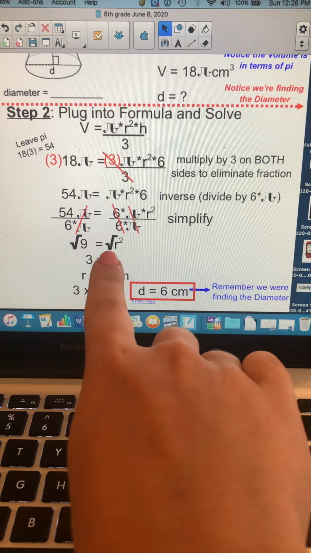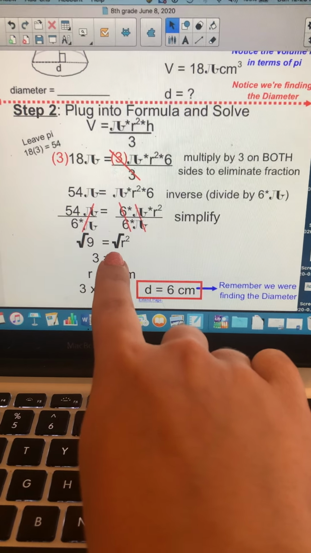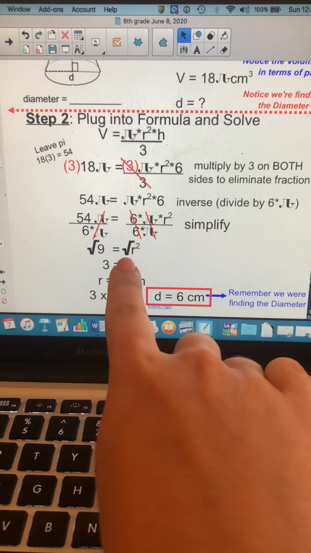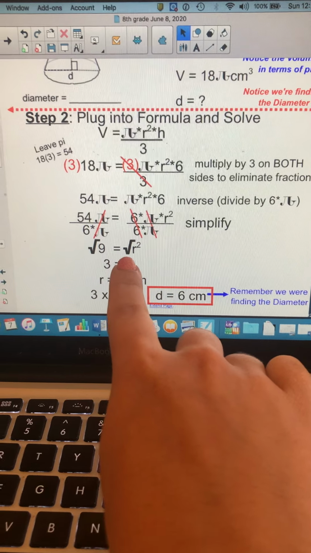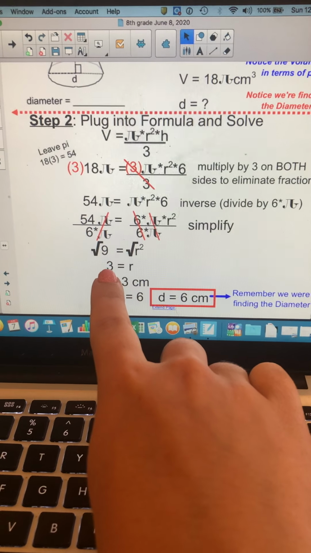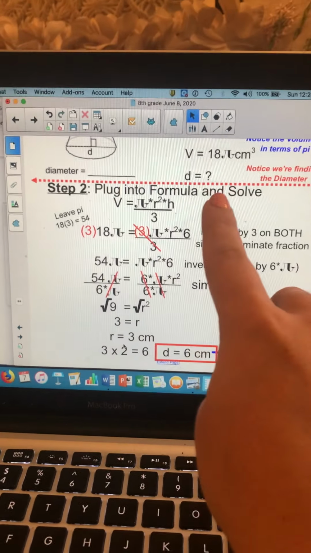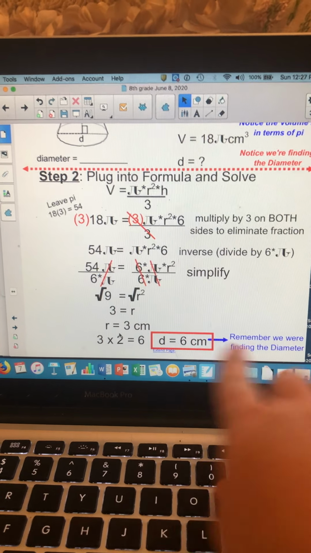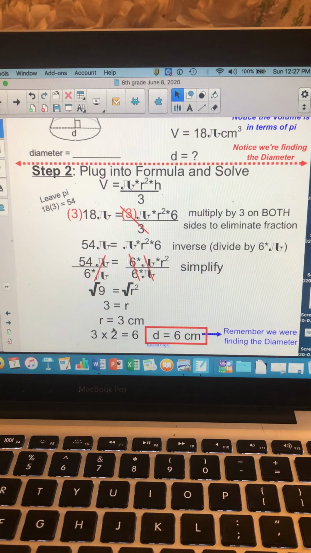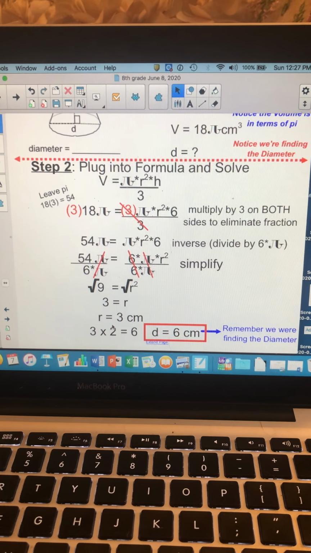The final step is to find that square root. Remember to do that, guys, because a lot of you wind up forgetting that step. You think your answer is 9, but you have to find that square root, which the square root of 9 is 3. And then remember, we were looking for a diameter, so you have to go that additional step and multiply by 2 to give you 6. Okay, 6 centimeters would be your final answer.